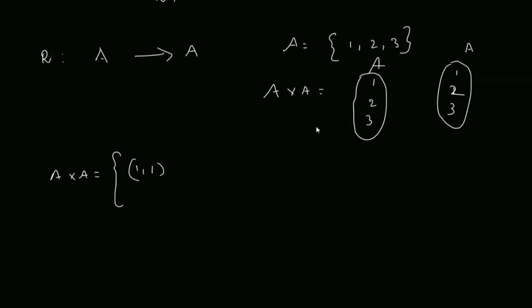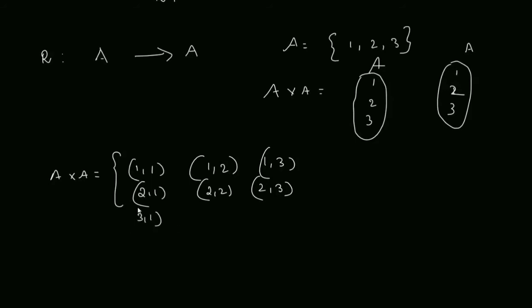Yeah. 1 1, 1 2. Then 1 3. Then 2 1, 2 2, and 2 3. 3 1, 3 2, and 3 3. That's all. You can count, it will be 9. Number of A is 3.